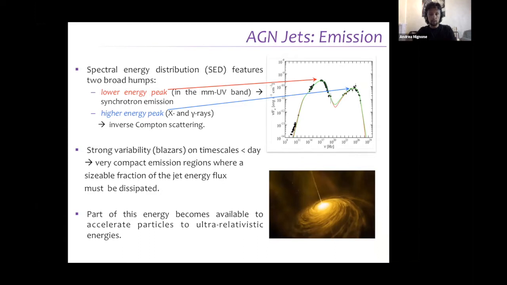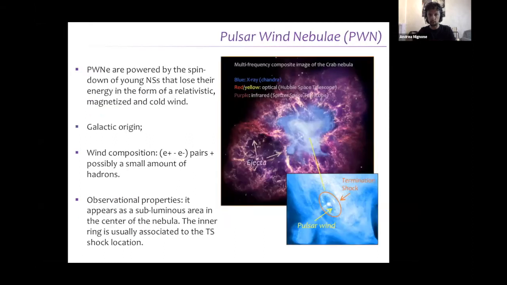Now, as I mentioned already, blazars exhibit variability on a short time scale, less than a day. That means there are very compact regions where a sizable fraction of the jet energy flux must be dissipated. How this is actually achieved is not totally clear. But the point is that if we dissipate energy, then we can make this energy available to accelerate particles, and a particle that is being accelerated can emit. So this is a crucial step in understanding how the emission process originates.